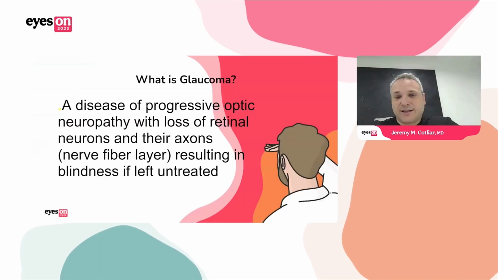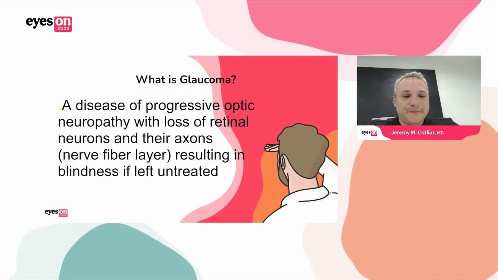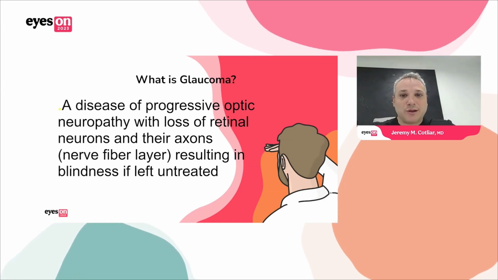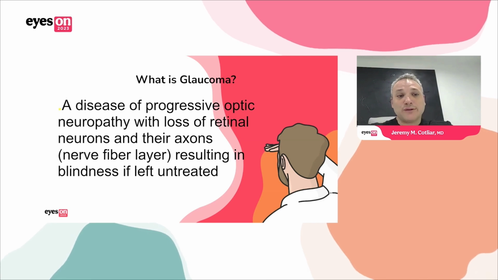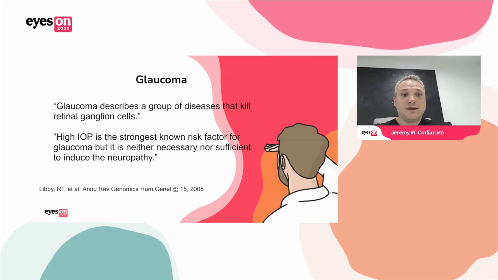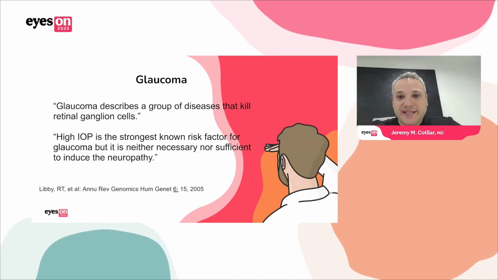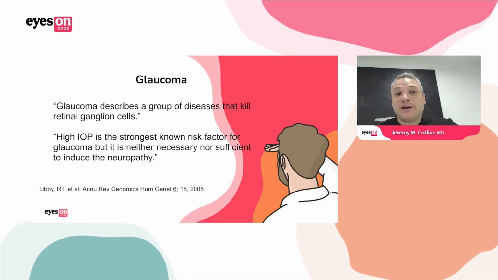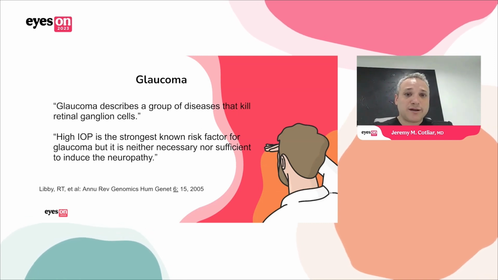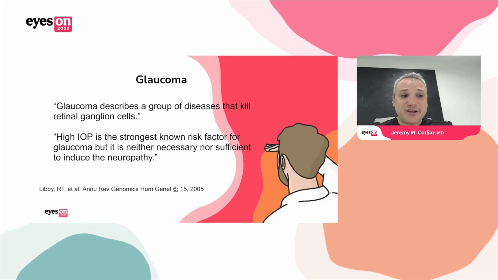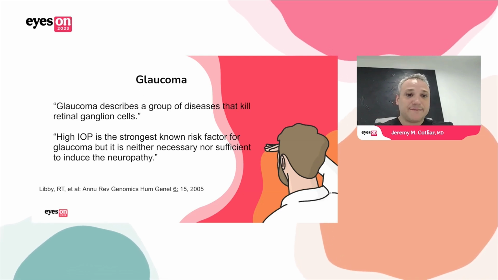So as a refresher, what is glaucoma? Glaucoma is a disease of progressive optic neuropathy with loss of retinal neurons and their axons, the nerve fiber layer, resulting in blindness if left untreated. It describes a group of diseases that kill retinal ganglion cells. High IOP, or intraocular pressure, is the strongest known risk factor for glaucoma, but is neither necessary nor sufficient to induce the neuropathy.